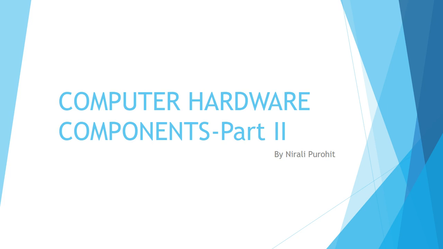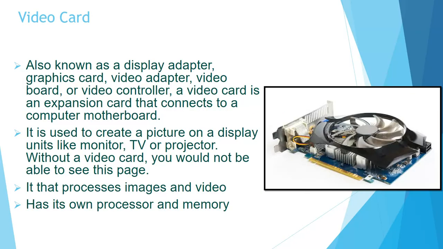Last time we discussed what are hardware and software parts of a computer. We discussed motherboard, sound card and some of the other hardware devices that are internal hardware devices. Today we will be seeing some more of them.